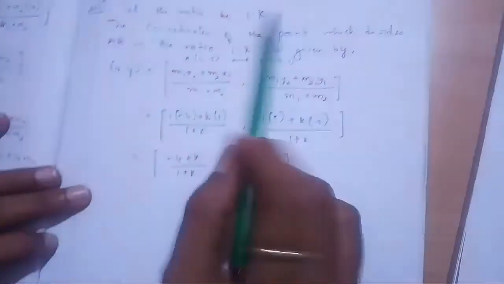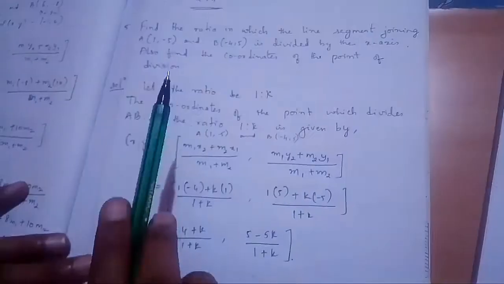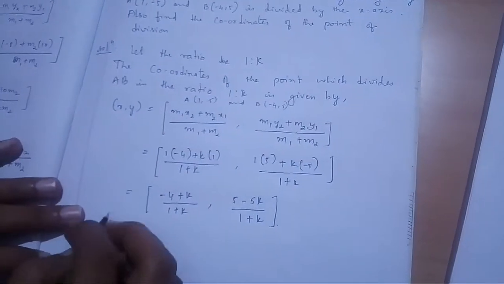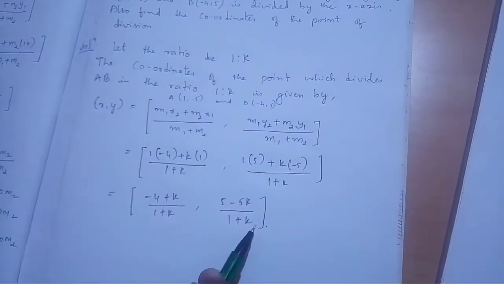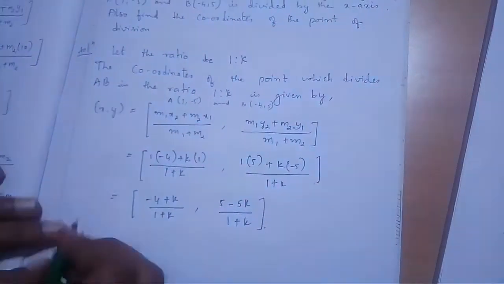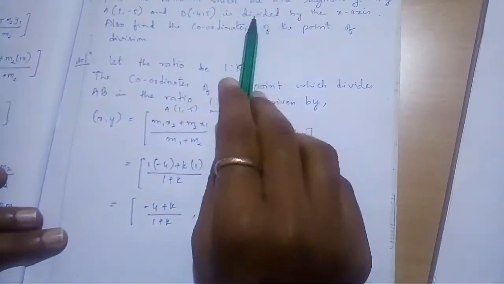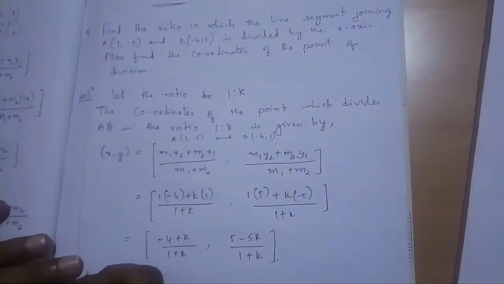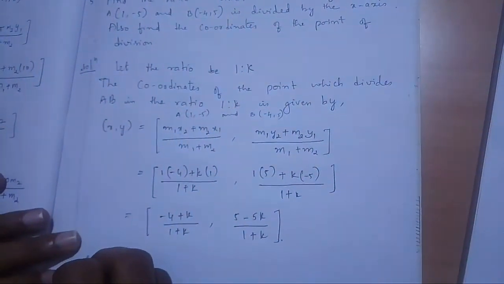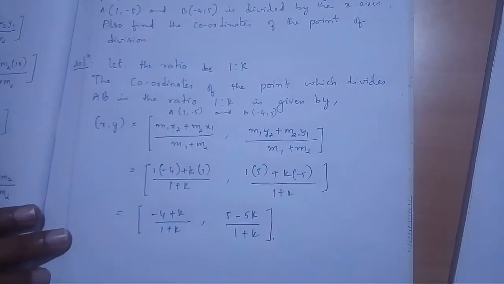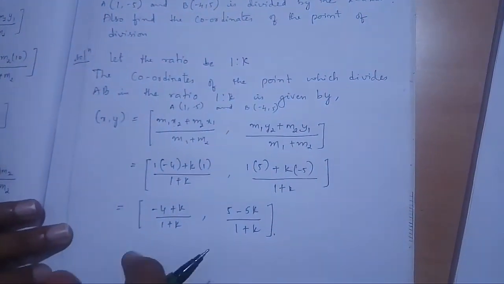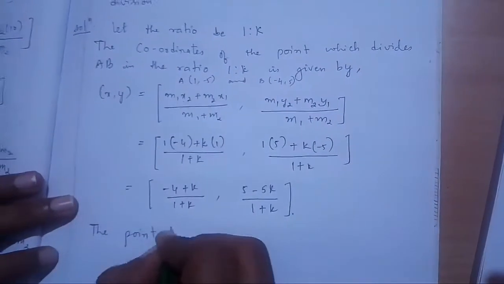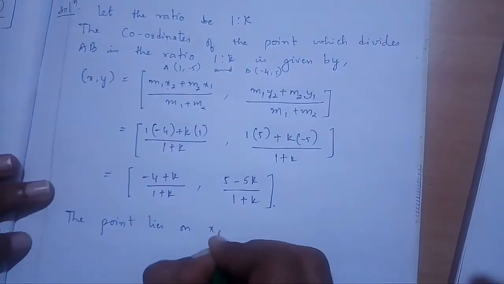Okay. They are also asking to find the division of a point, which means first we need to find the value of k. Since the point is dividing by the x-axis, the point lies on the x-axis only, so the y coordinate becomes 0. That means the coordinate point is in the form of (x, 0). The point lies on the x-axis.